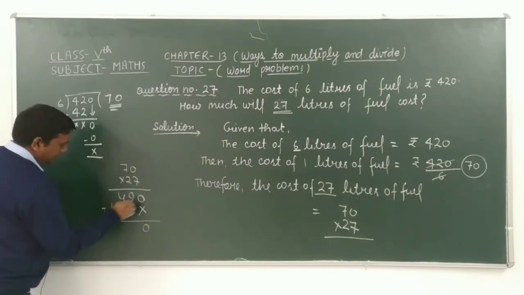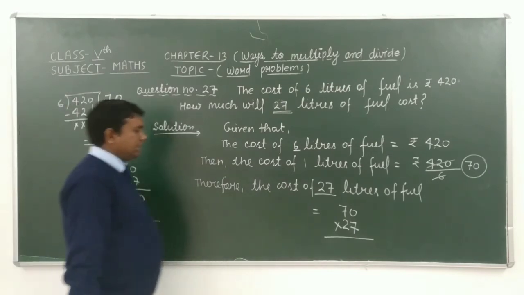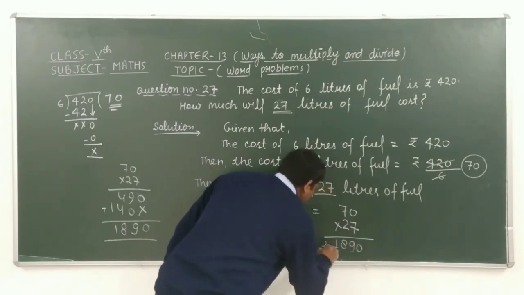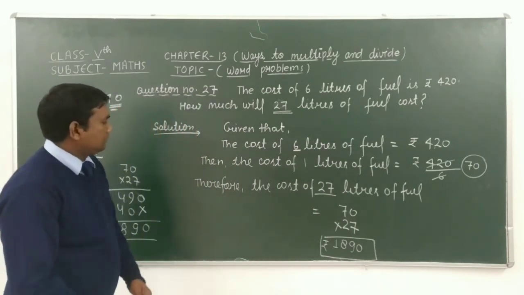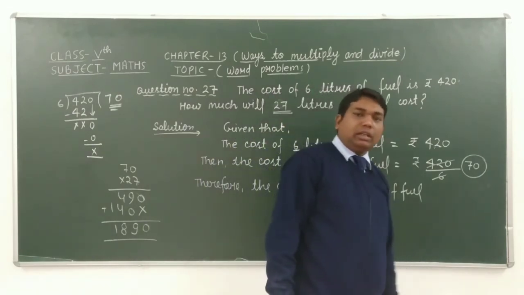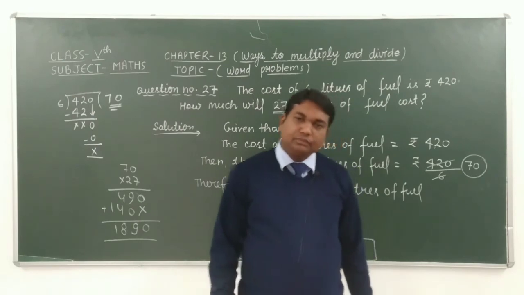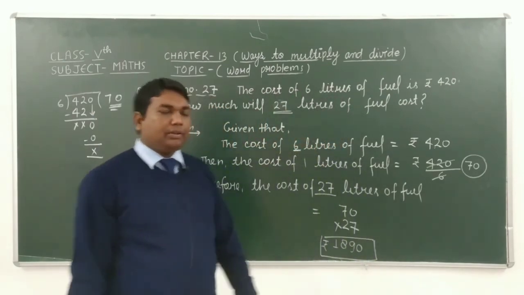After adding these, we get 0 plus 0 is 0, 9 plus 0 is 9, 4 plus 4 is 8, and here 1. It means that 1890 rupees. Okay, students. It means that the cost of 27 liters of fuel is 1890 rupees. Okay, students. Dear students, please write this in your maths fair copy.